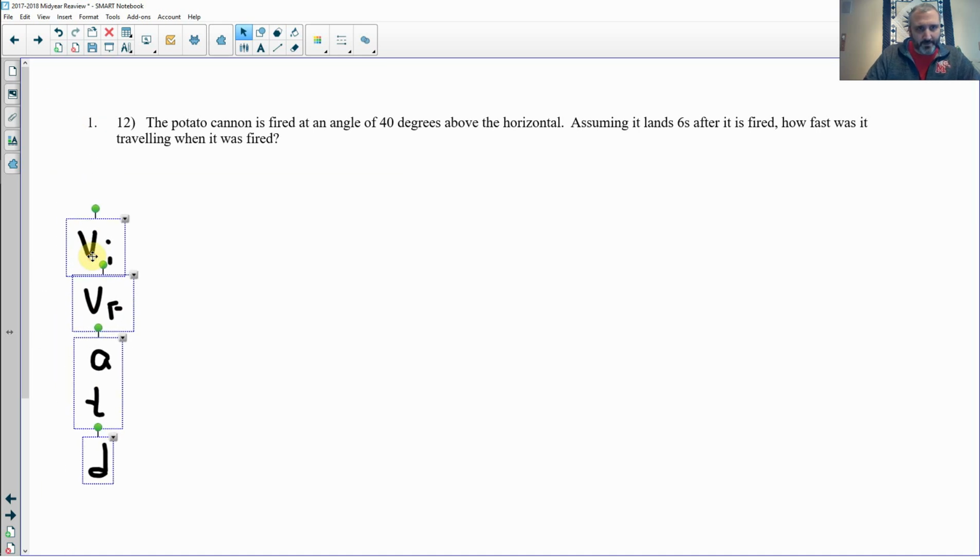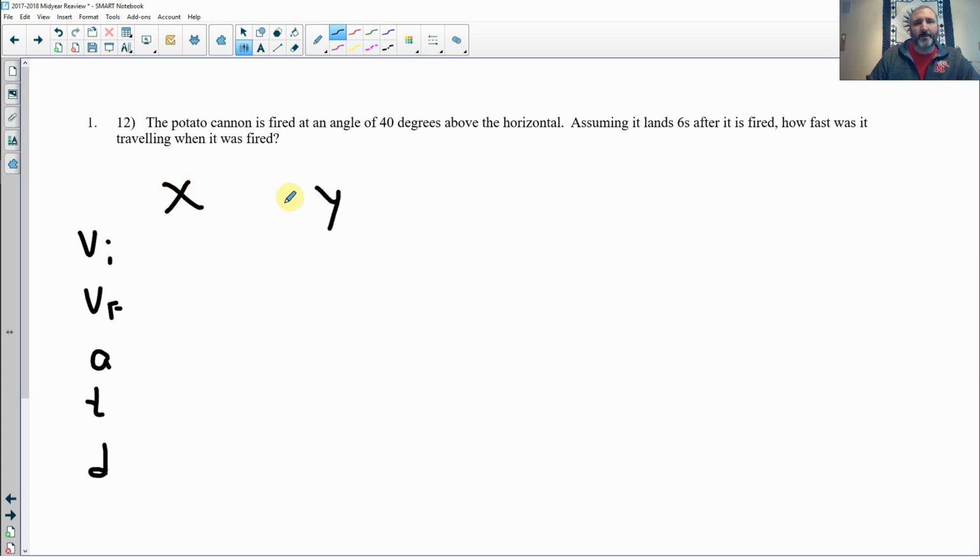But we are dealing again with 2 dimensions. Let us go ahead and make an x and a y. We got a projectile that is launched 40 degrees above the horizontal, assuming it lands 6 seconds after it's fired. So they give us the time. How fast is it traveling when it was fired? I don't even want to put an X there because I don't want to confuse anybody and think that we're looking for an X initial velocity. We want to know how fast it was traveling when it was fired. So what was the exit velocity? So we want to know what that hypotenuse is.